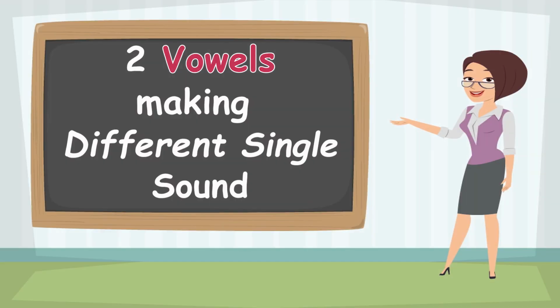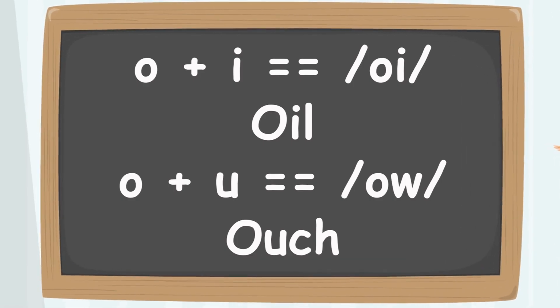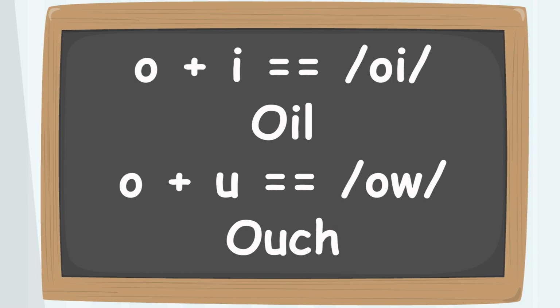Then what is a diphthong? Just like in digraph, we have two consonants making a single sound. In diphthongs, we have two vowels making a different sound. So when two different vowels make a single syllable or a single sound, it is called diphthong. For example, when O and I make a new sound, oi, like in boil. We will also see diphthongs in detail in further lessons.